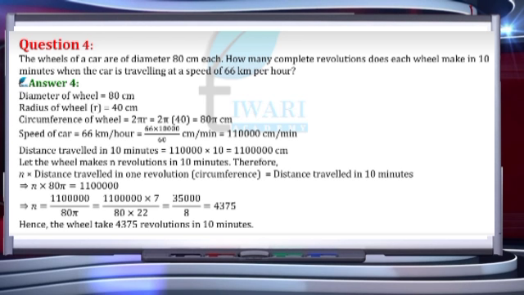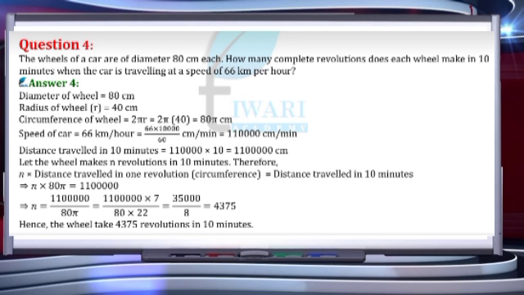Next, the circumference of the wheel. Students, circumference is the actual part of the wheel which will cover the distance. So that means 2 pi r. So 2 pi r with r as 40 is 80 pi centimeters. Next, the speed of the car is given as 66 km per hour. So here it converts to 66 into 100000 over 60, that is centimeter per minute. So that is 110,000 centimeter per minute. So distance travelled in 10 minutes, we have to multiply the same by 10.